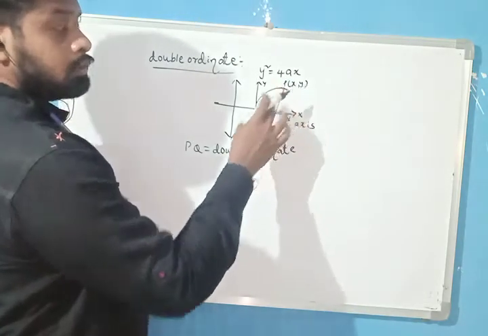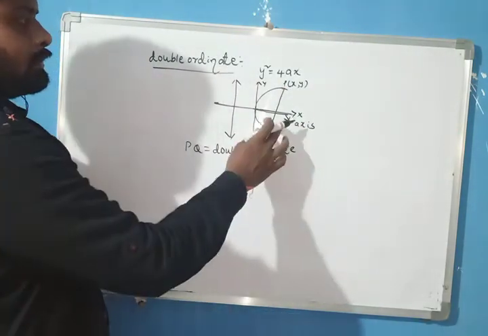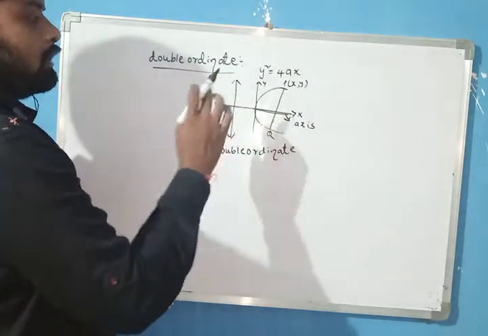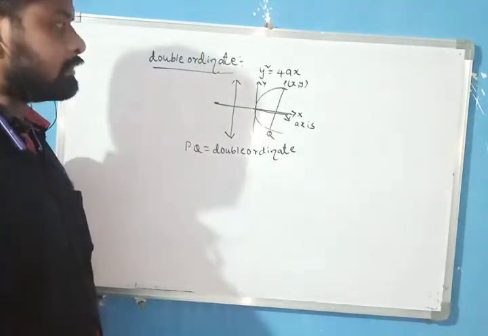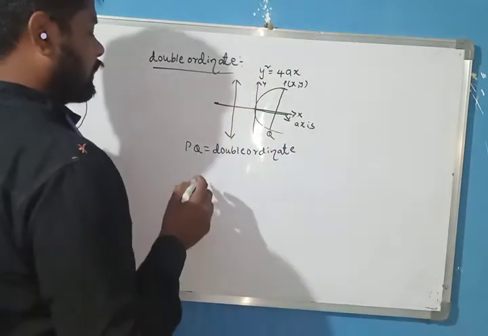The line passing through the point P and perpendicular to the axis. This curve is parallel to the x-axis. That's why the x-axis is called the axis. This PQ is called double ordinate.